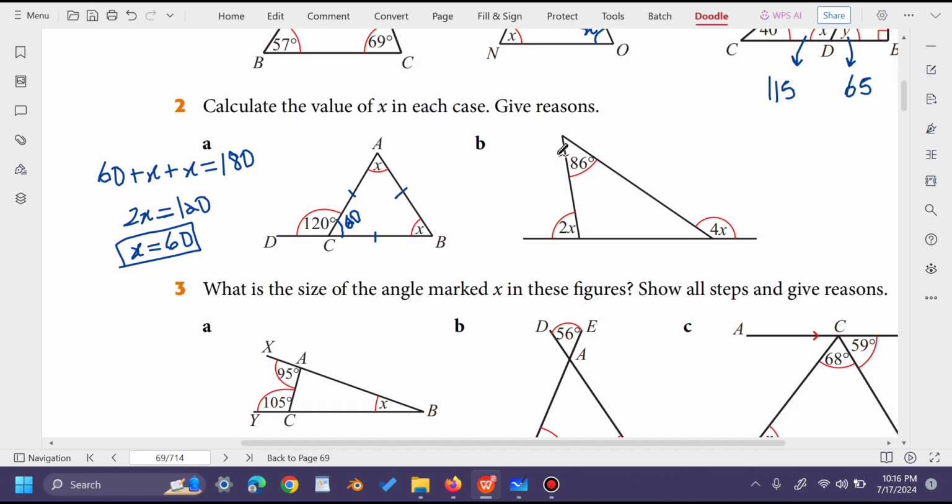Okay, so if we give a reason why x is equal to 60, we can say that the exterior angle of a triangle is equal to the sum of the opposite interior angles. Okay, we can also go for this: this is the exterior angle, this angle's exterior angle is the sum of the opposite two, that is x plus x is equal to 120. So x plus x is equal to 120, then this will be 60, this will also be 60.